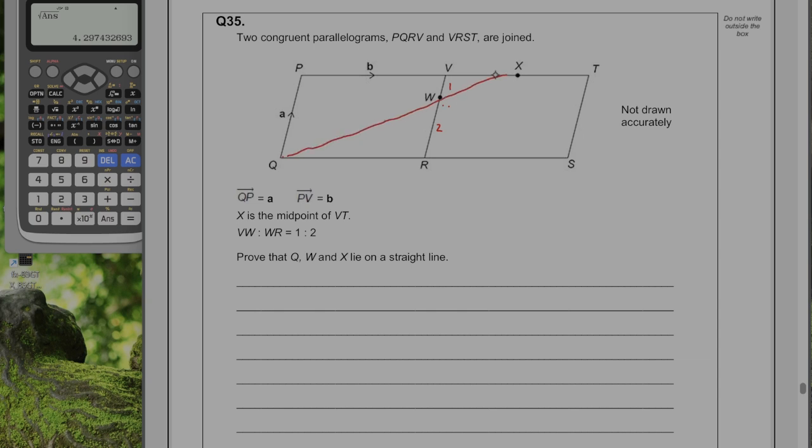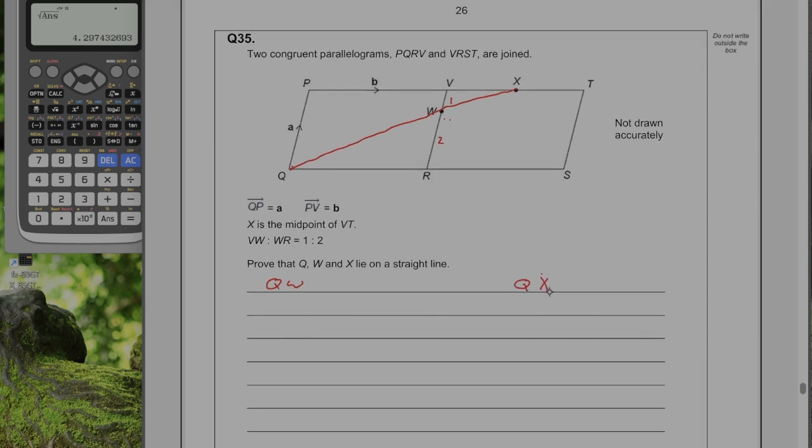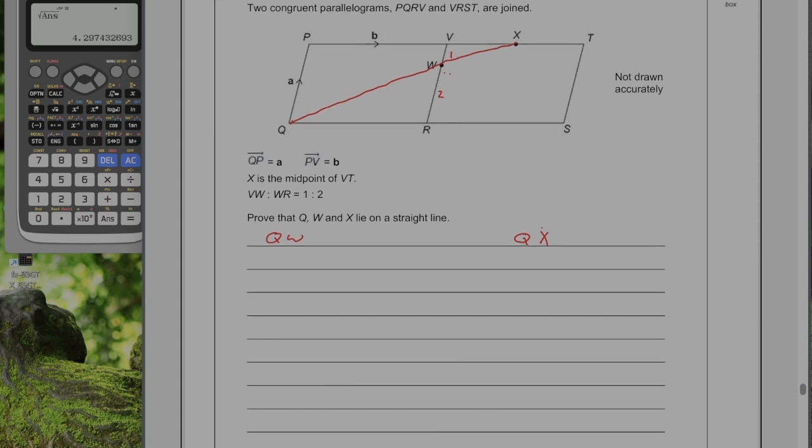So what I'm going to try to do, it doesn't look particularly straight from the diagram, but that's okay. What I'm going to do is look at the vector Q to W, and look at the vector Q to X, and then provided they're a multiple of each other, so we can take out a factor and make them the same, essentially, they must be on a straight line.